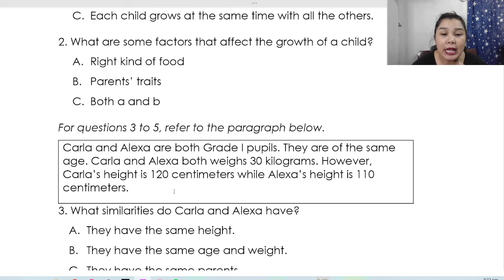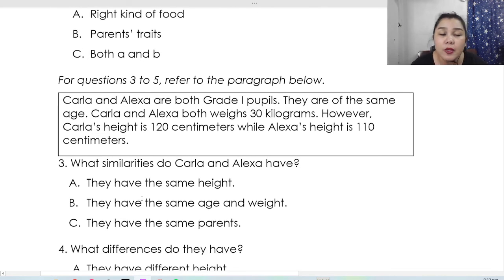Okay, based on the paragraph, can you tell which ones are the similarities and which ones are the differences? Let's proceed with the questions. Number 3, what similarities do Carla and Alexa have? A, they have the same height. B, they have the same age and weight. C, they have the same parents. What similarities do Carla and Alexa have? A, they have the same height. B, they have the same age and weight. C, they have the same parents.